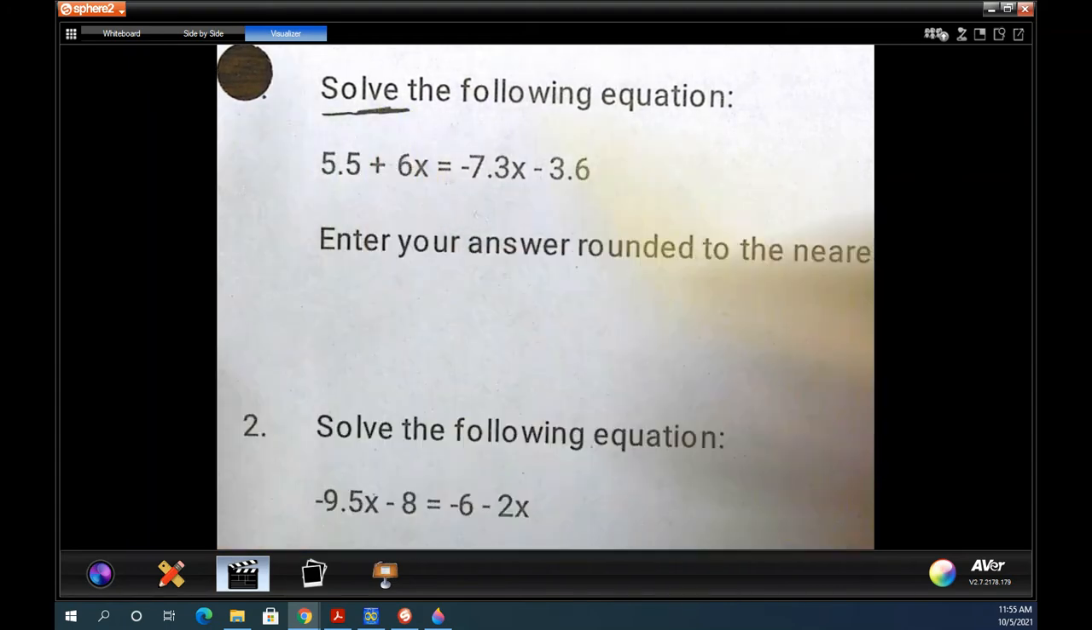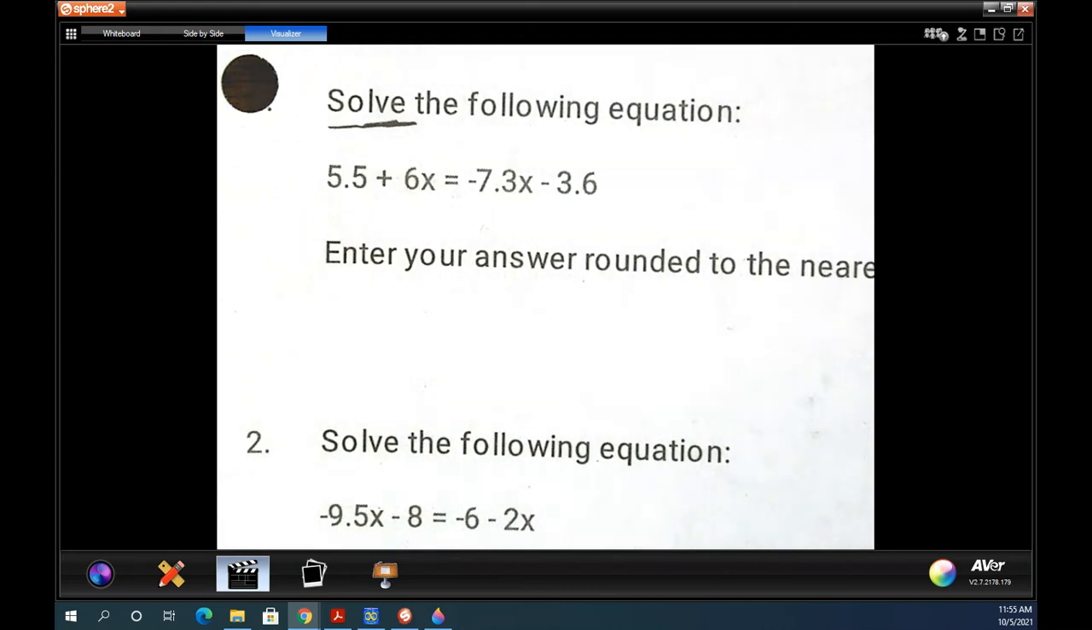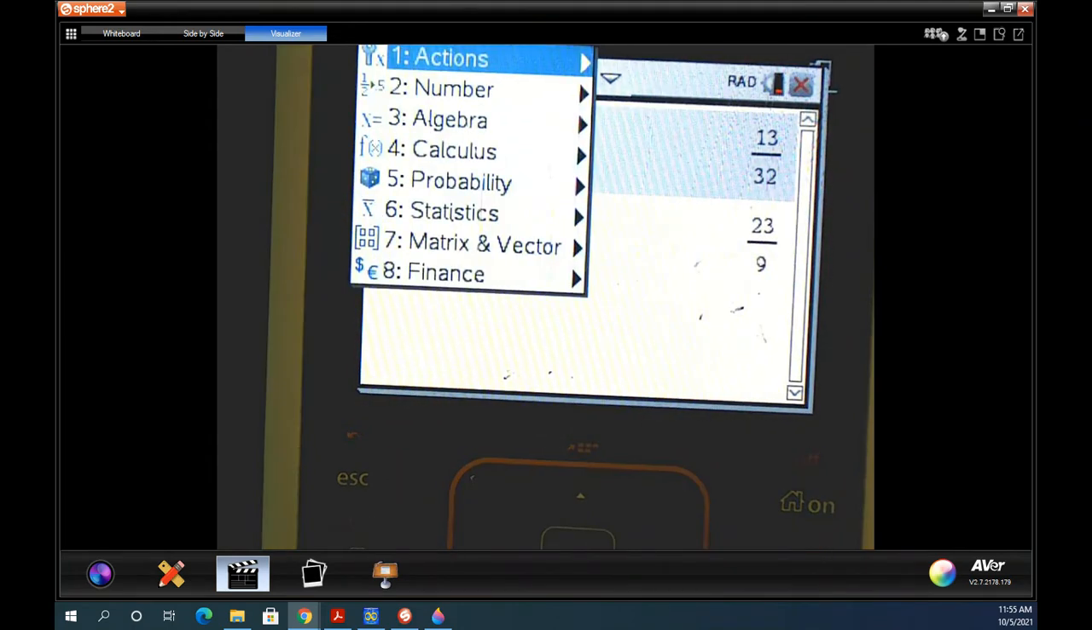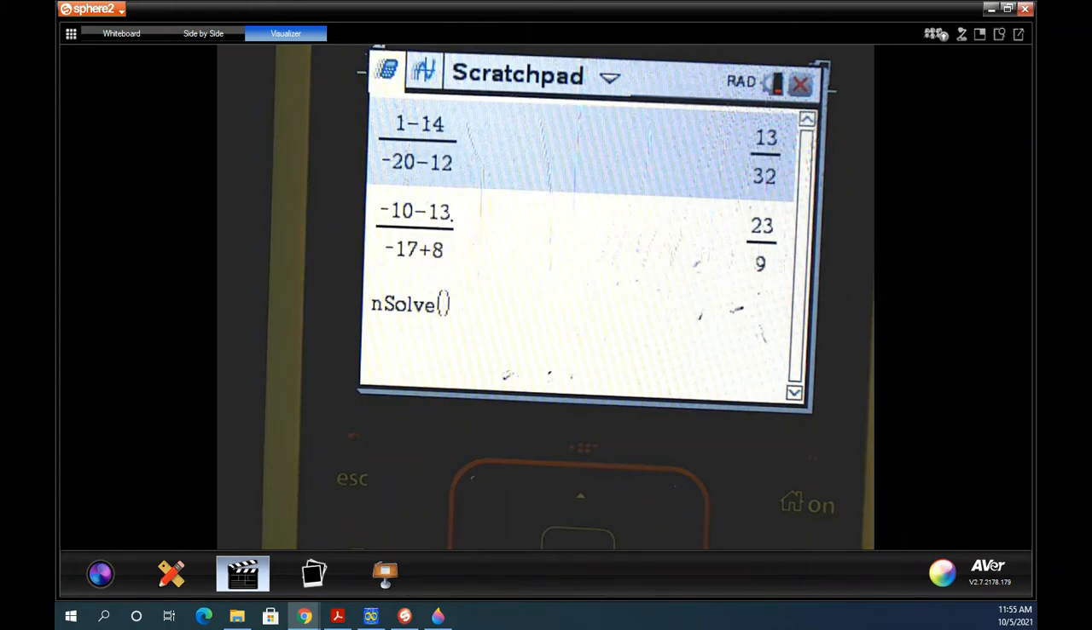When you have solve, it's all calculator right now. It's all calculator. So here we go again. We're just going to put this into our calculator. So all you do is this. Let's move that out of the way. You go to menu, algebra, numerical solve, very first one. Now you just type in the equation.